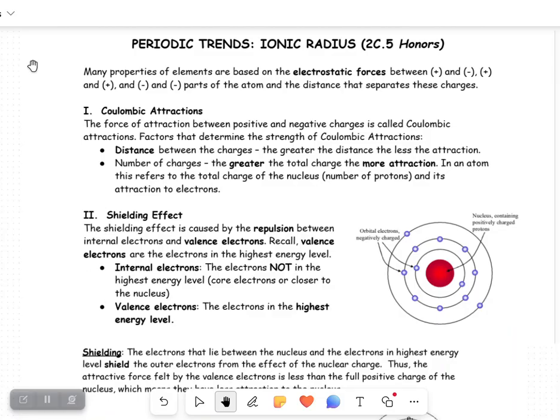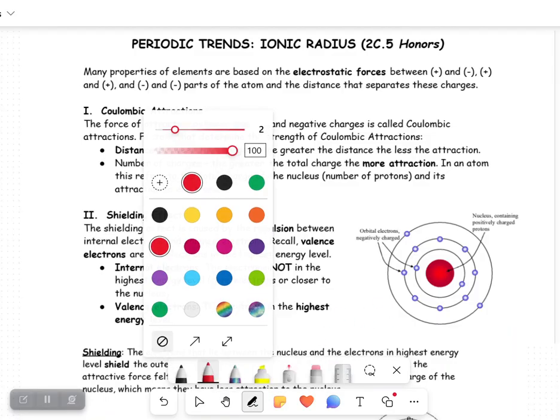Many properties of elements are based on electrostatic forces between positive and negative parts of the atom. So we're talking about protons and electrons. So those forces of attraction and repulsion, as well as the distance that separates these charges. So we're talking about distance, and then we're talking about the electrostatic forces.